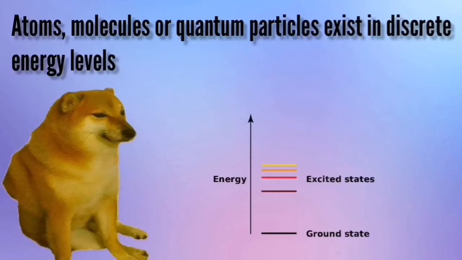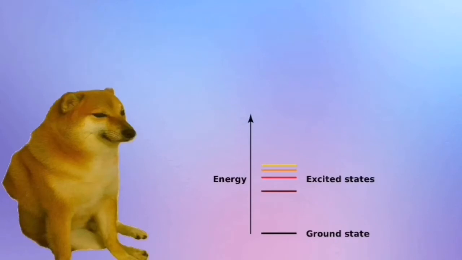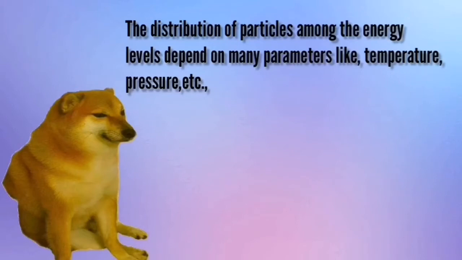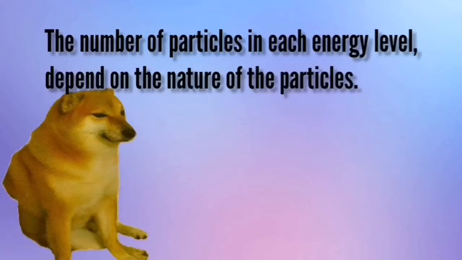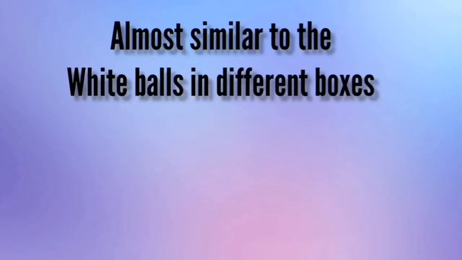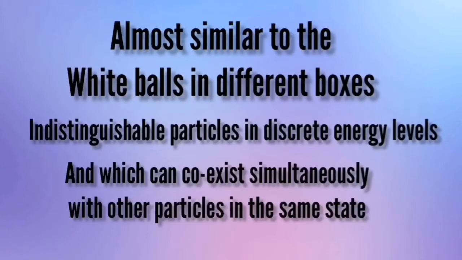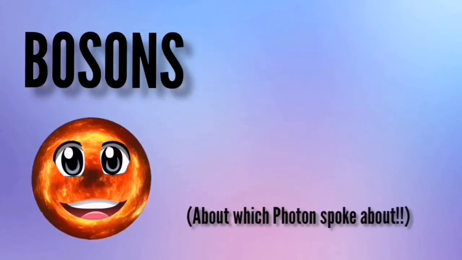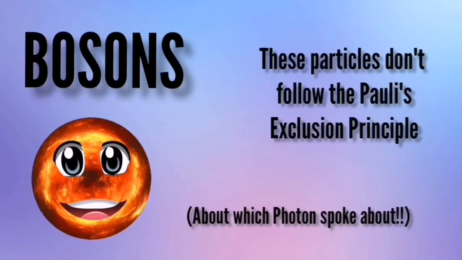In reality, atoms or molecules of a material exist in discrete energy levels, and the number of particles in each such energy level depends on various parameters. Depending on the nature of particles, the number of particles in each energy level varies. The particles which we are interested in are like the white balls in different boxes. That is, indistinguishable particles in discrete energy levels. Those types of particles are called bosons, and they do not follow Pauli's exclusion principle.